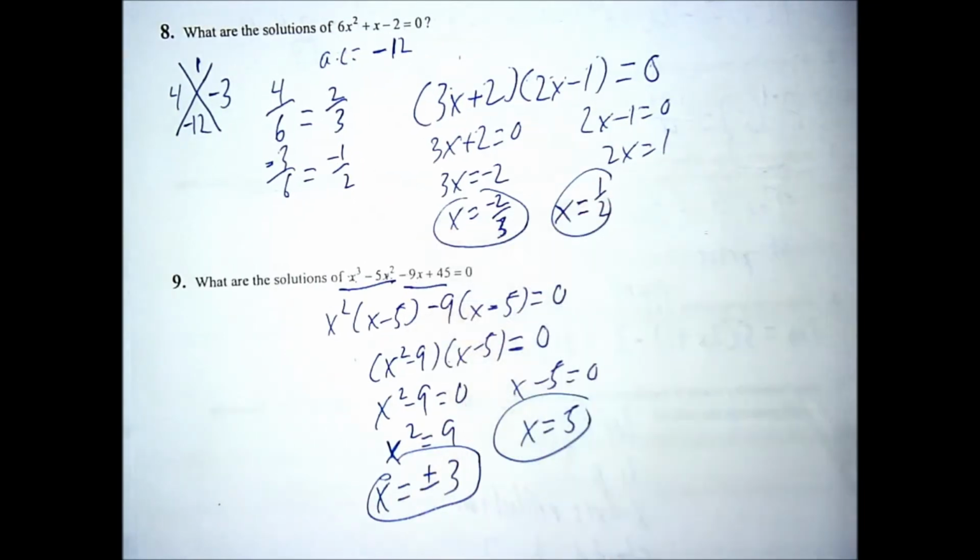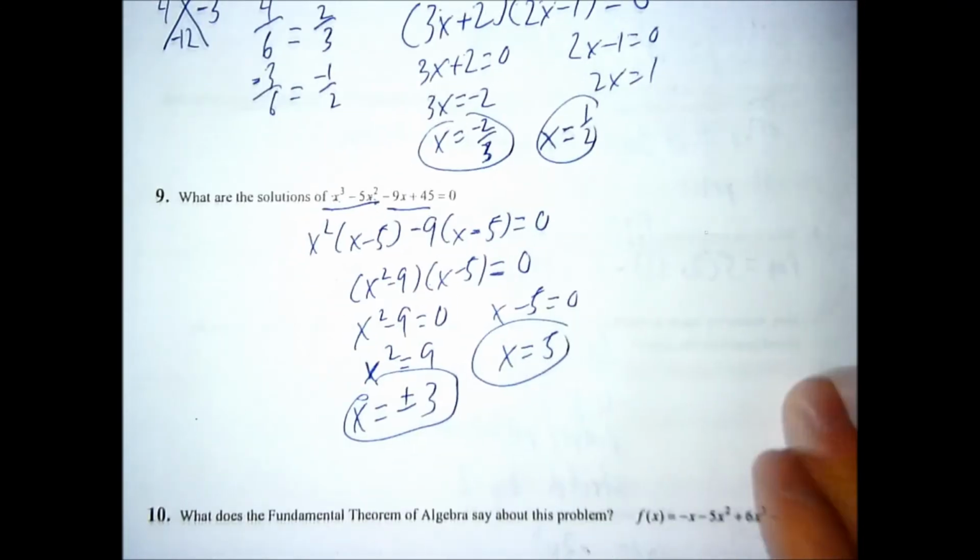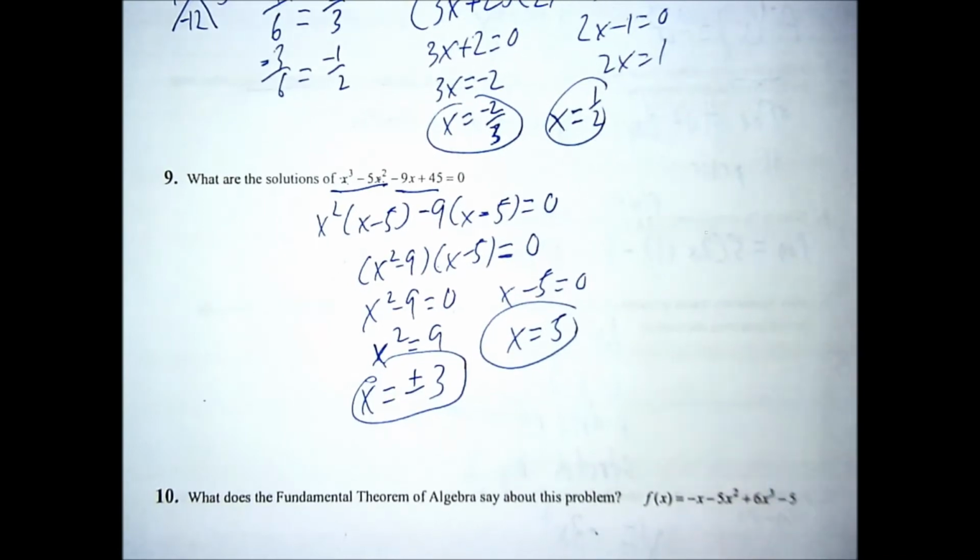A cubic function will have 3 solutions, provided that 2 of those are not the same solution, just like the quadratic sometimes. If it has 2 of the same solution, when the discriminant on the quadratic is 0, it has two of the same solutions. A similar thing could happen here. But on the test, I believe it's 3 values as well. A cubic should have 3 solutions. What does the fundamental theorem of algebra say about the problem negative x minus 5x squared plus 6x cubed minus 5? It says it has 3 solutions.